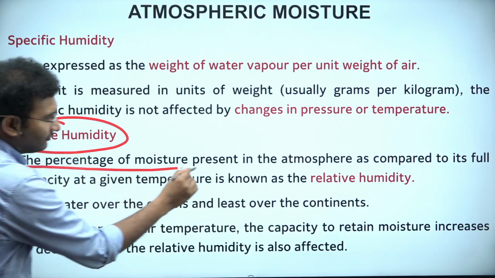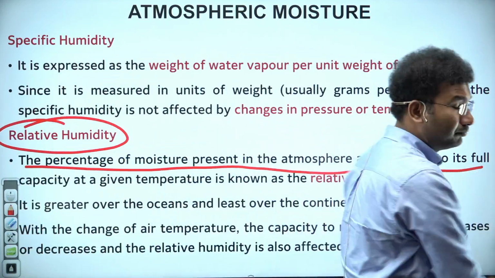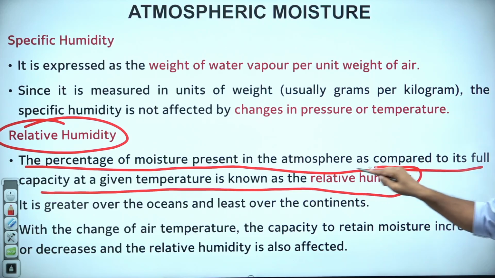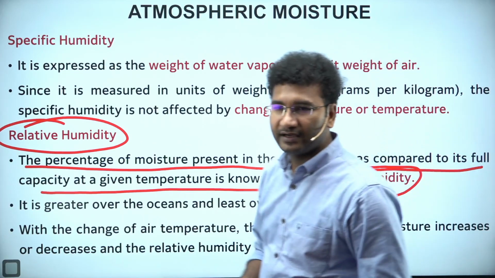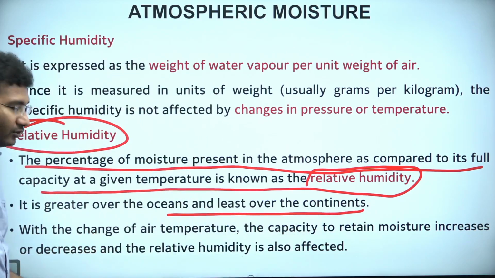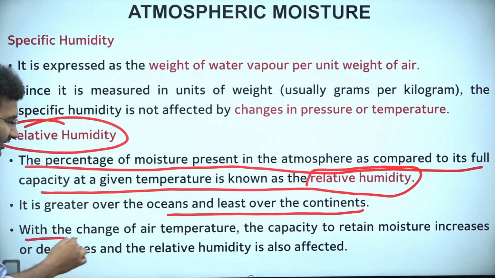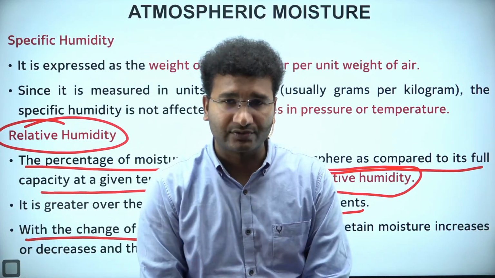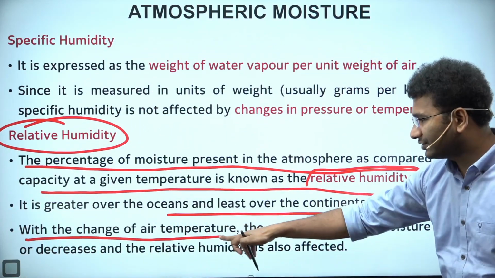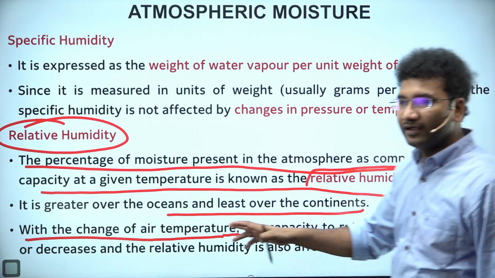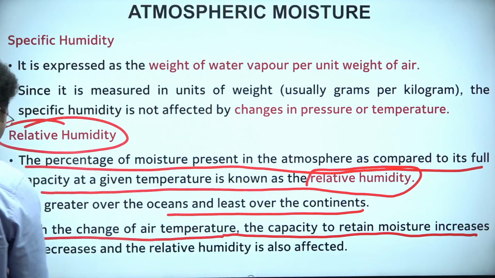Likewise, look into this other entity, relative humidity. The percentage of moisture present in the atmosphere as compared to its full capacity at a given temperature is known as relative humidity. It is greater over the oceans and less over the continents. With the change of air temperature, the capacity to retain moisture increases or decreases, and the relative humidity is also affected.